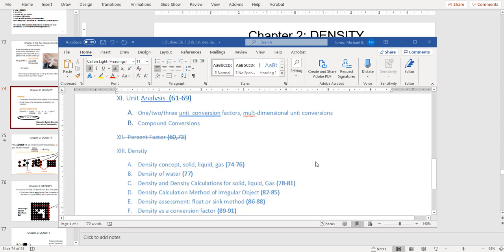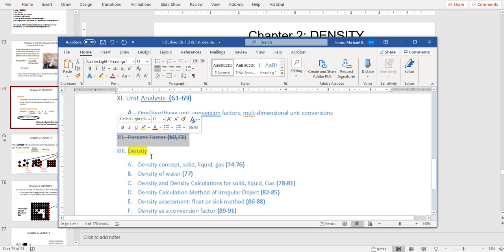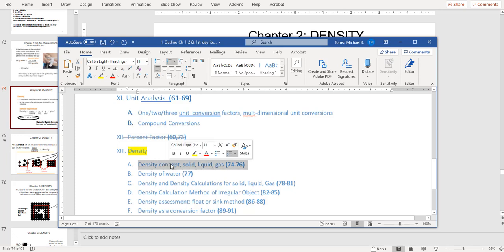We're going to go ahead and continue with the Chapter 1-2 packet. This is the second video. We just finished with compound conversions, and now we're going to go straight into density. You'll notice that I completely skipped percent factors. You can ignore that concept, and we're going straight to density. So let's go ahead and get into a density of a solid, liquid, or gas first.